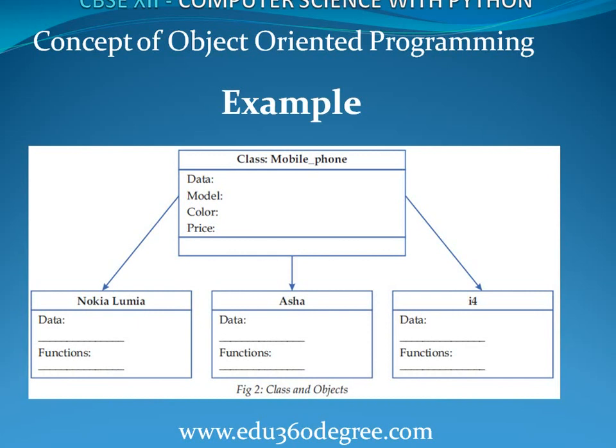In this example, Nokia, Lumia, Asha and i4 are all instances of the class mobile phone. All these instances have basic features that a mobile phone should have, and some have specific features too. We will discuss creation of class and objects in the next video.